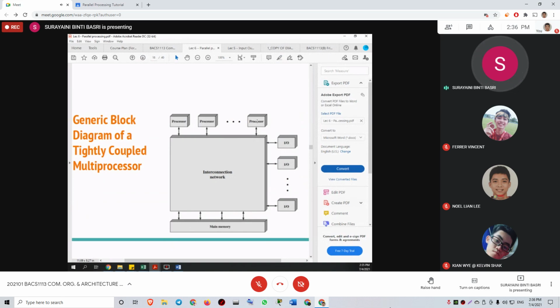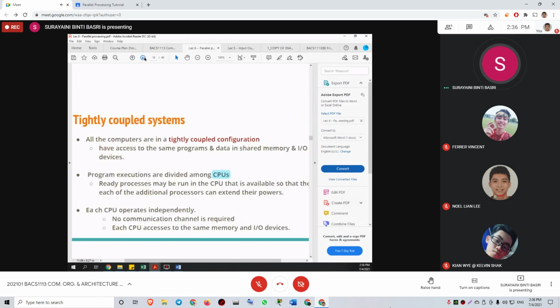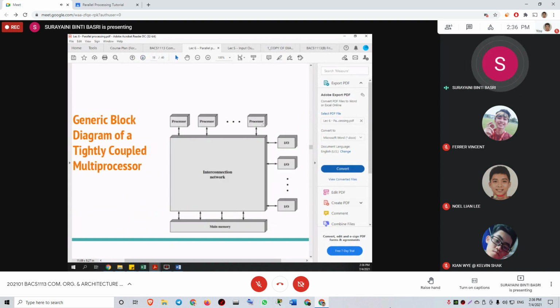Each of these processors can access each of these input-output devices, meaning the 1, 2, 3, all three microprocessors can access this input-output. All of these CPUs can access this input-output. So all of these processors can access the input-output devices, meaning each of the input-output devices connected to the computer can be accessed by all of the CPUs.